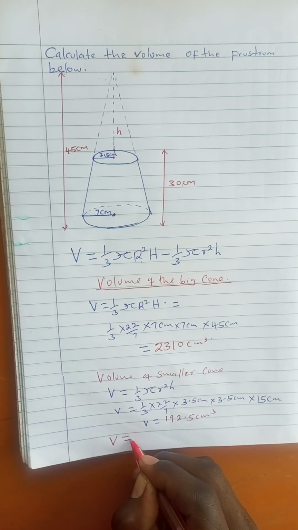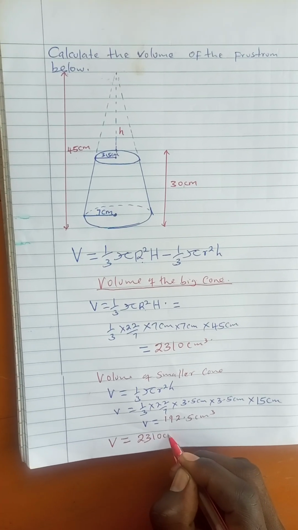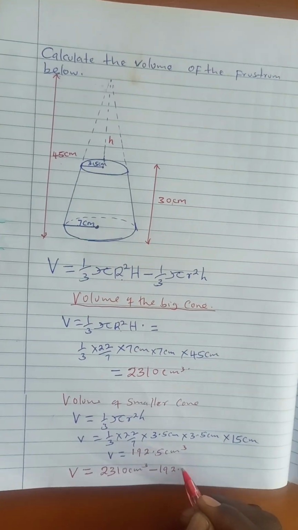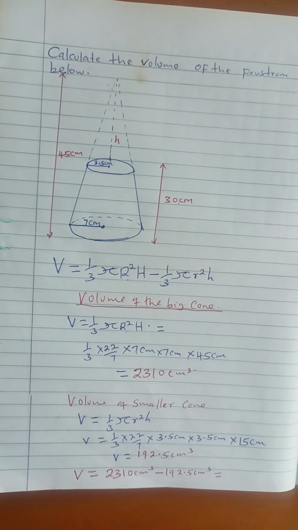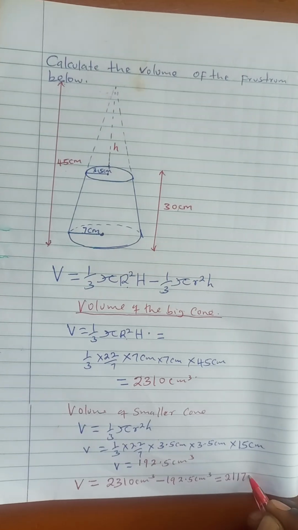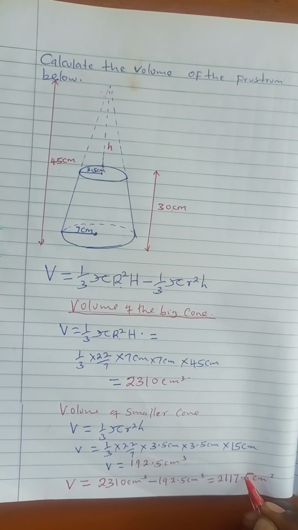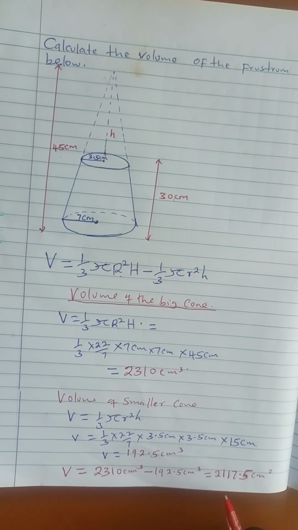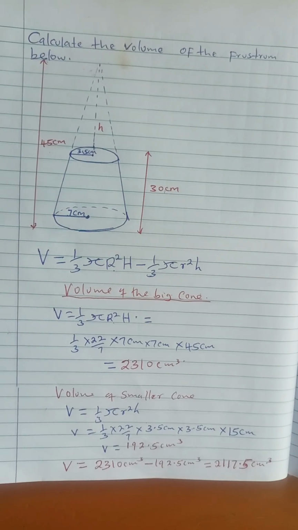So by now we have the two volumes of those cones, and our concern is to find the volume of the frustum. We say the volume of the bigger cone, the one we had there, minus the volume of the small cone, the one we had there. At the end of the day, the volume of the frustum itself is going to be 2117.5 cubic centimeters. So we find our answer as 2117.5 cubic centimeters.